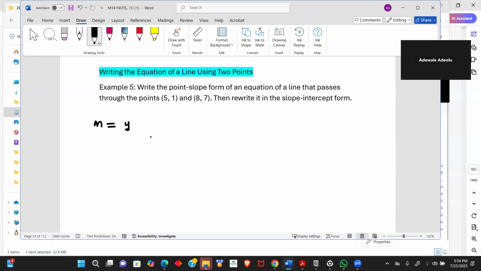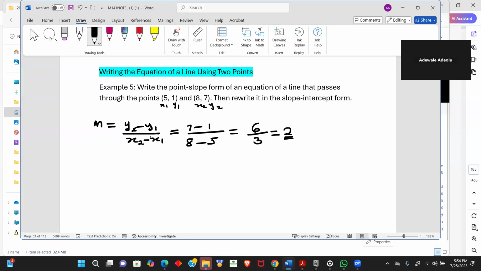So remember that to find the slope, slope is y2 minus y1 divided by x2 minus x1. I will call this x1, y1, x2, y2. So I just need to fill in: y2 is 7 minus y1 is 1, divided by x2 is 8, and x1 is 5. So that is 6 divided by 3. That is 2. So my slope is 2.